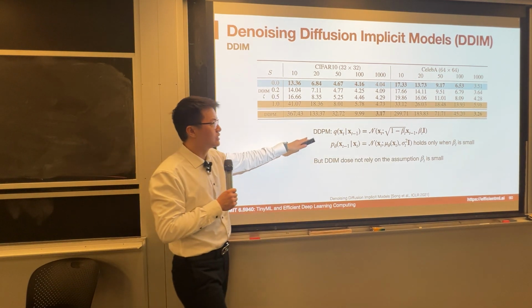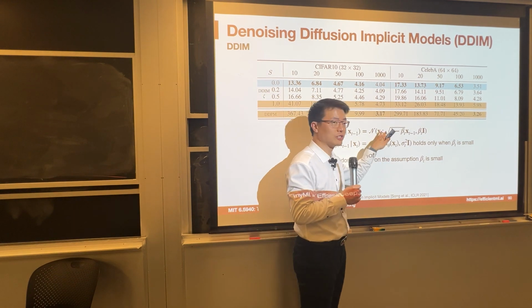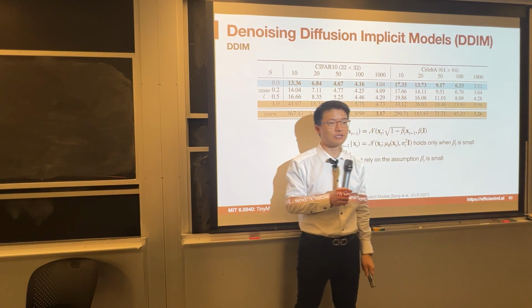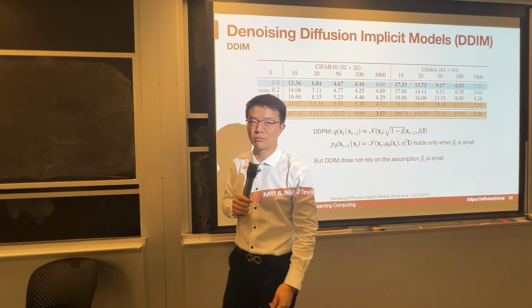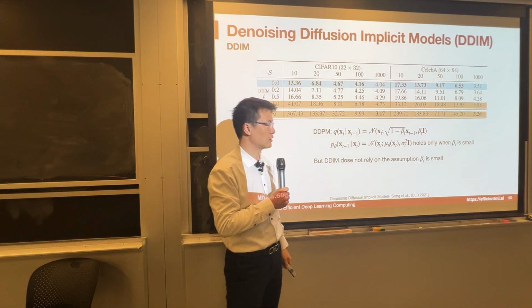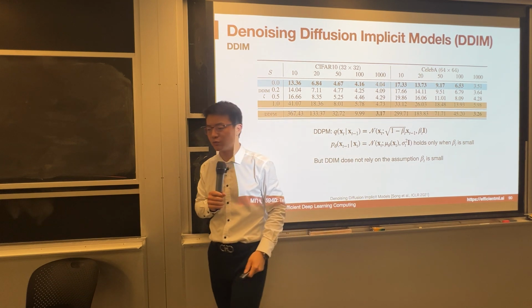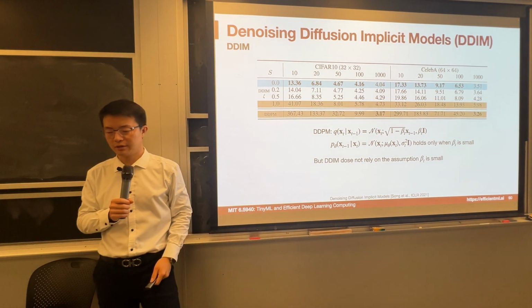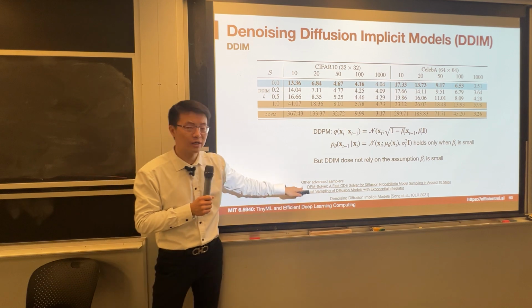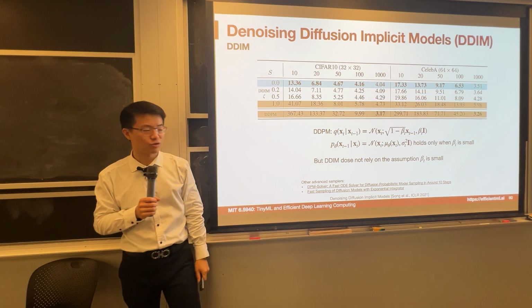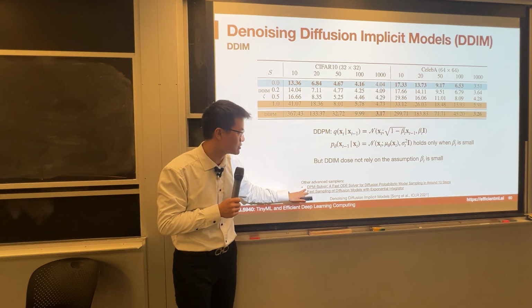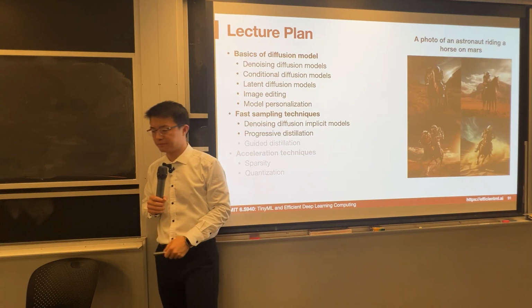The reason is that for DDPM, the equation holds only when beta_t is small. So each step, you cannot move too far, cannot have too much noise. But DDIM does not rely on the assumption that beta_t should be small. If you're interested, there are more advanced samplers you can check out, like DPM-Solver and other work.